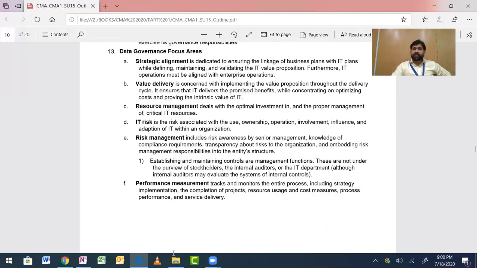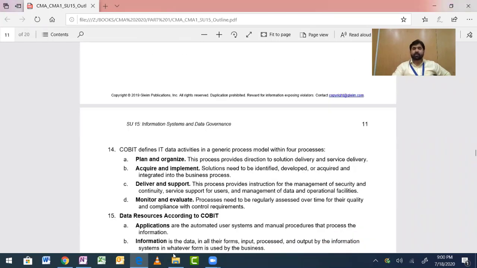Performance measurement tracks and monitors the entire process, including strategy implementation, completion of project, resource usage, and cost measures. Fine. Performance measurement of the information, of the data we are talking about, right? So we should see how much resource we are using, resource usage and cost measures. We should see all of this in accordance with the data which we are getting and the cost that we have to pay. So is it matching or good? Performance measurement. We should check that our methods are performing well or not. Fine.